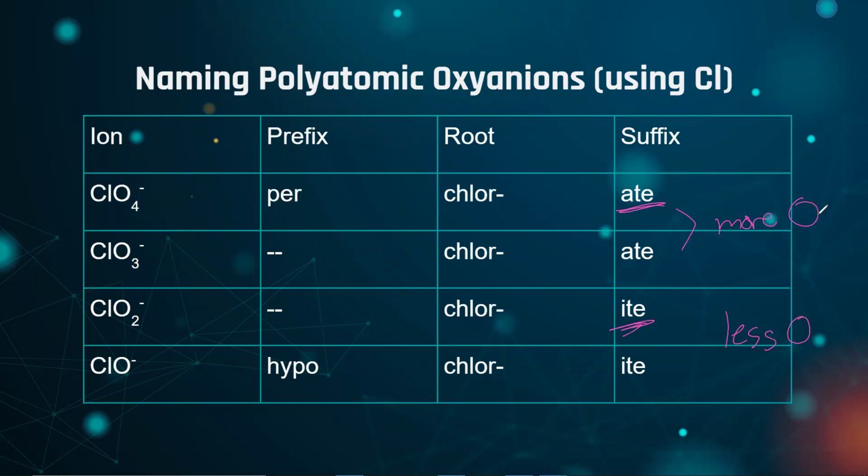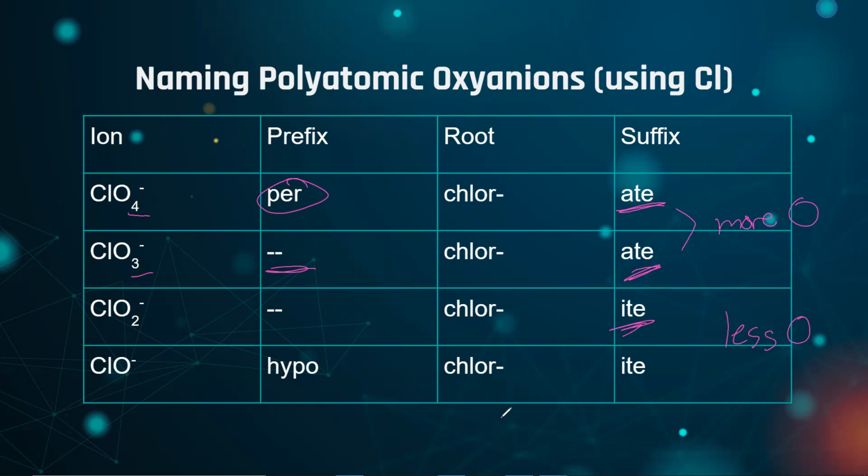Okay. But there is another trend as well. These two both have ate, but they have a different number of oxygens. The difference is ClO4 has a prefix on it, per. So a prefix of per combined with a suffix of ate means even more oxygens, evidently. If it doesn't have a prefix, like this situation right here, there's still a high number of oxygens, but not as many as if it had that prefix.